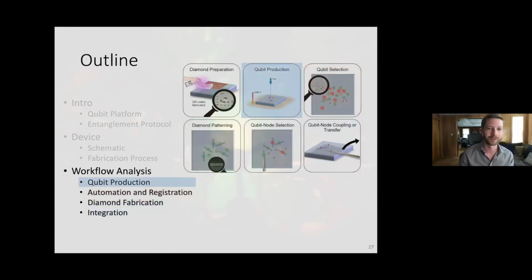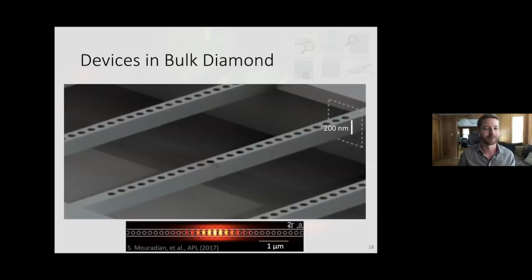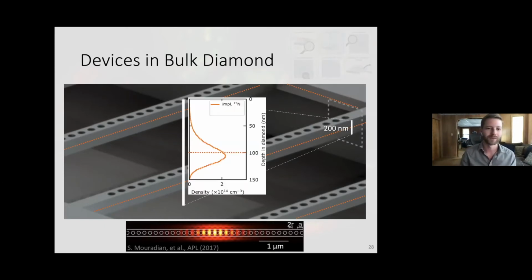All right, so we'll start with the qubit production. And just take a quick look at the devices in our diamond again. We have these 200 nanometer thick cavities. And for our quantum emitter to interact with this cavity to the best of its ability, we're going to need to target about the middle of these beams. One way of doing that is through ion implantation, where we can get a nice tight distribution of our nitrogen ions at a depth of our choosing.